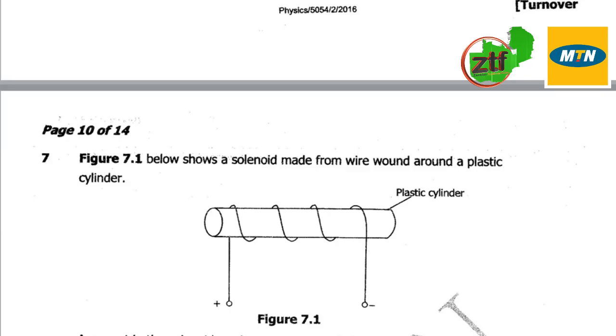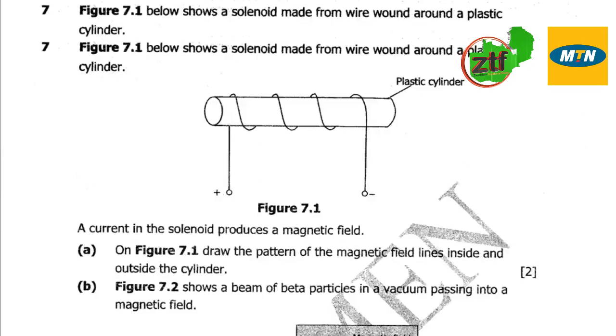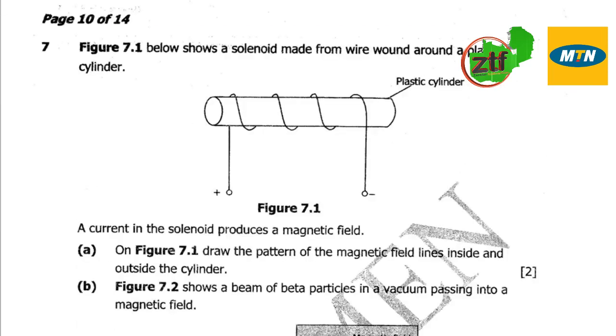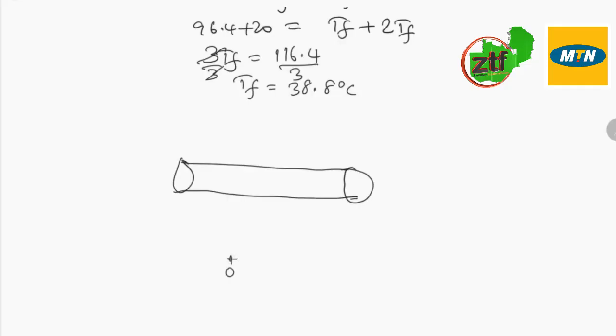The figure shows a solenoid made from wire wound around a plastic cylinder. So we have that situation there. Let me just quickly draw the cylinder, just roughly for our understanding. This is our cylinder. So we are told this is positive and it is going this way and then coming out.